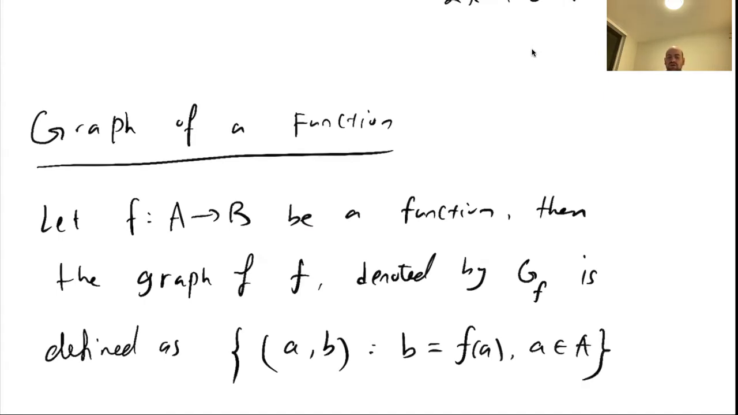So set of all pairs where the first coordinate comes from the domain. Second coordinate is f of first coordinate. In other words, the first coordinate is an input and the second coordinate is an output corresponding to the given input. The set of all such pairs is called the graph of a function.